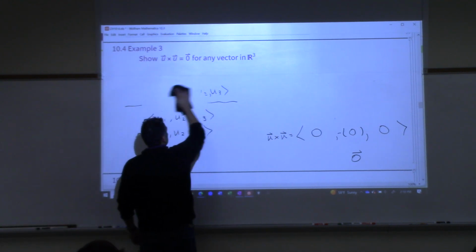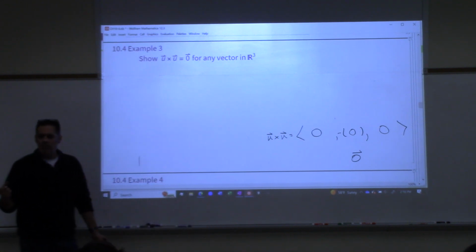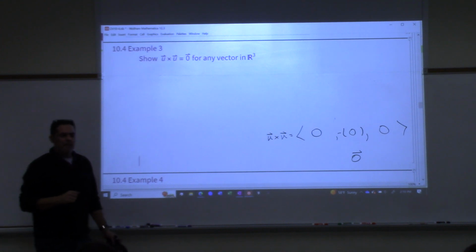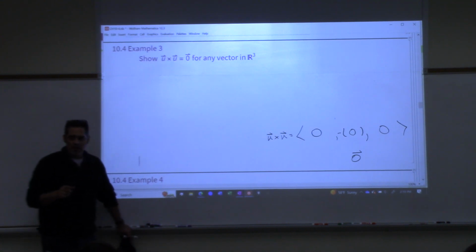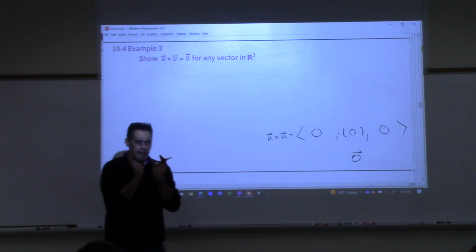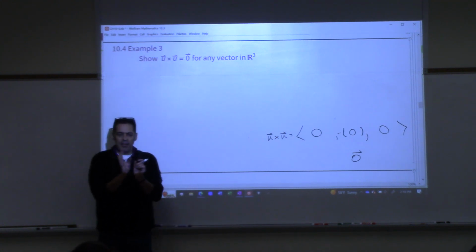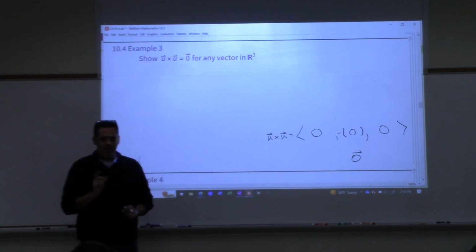All right. So if you cross a vector with itself, you get the 0 vector. If you dot a vector with itself, what do you get? What's u dot u? It's the magnitude of u squared, right? So take u, dot it with itself, you get the magnitude of that vector squared. You take u, cross it with itself, you get the 0 vector.